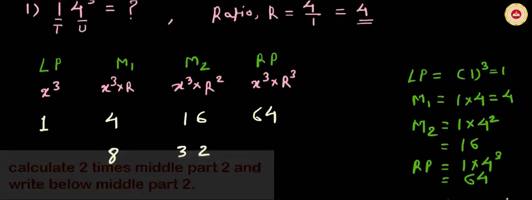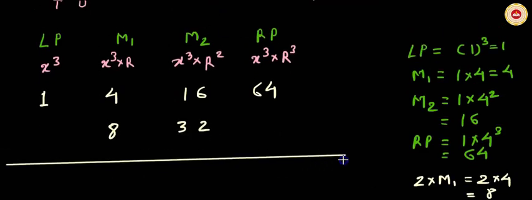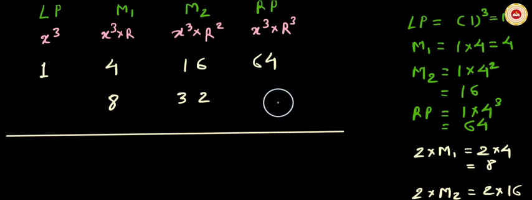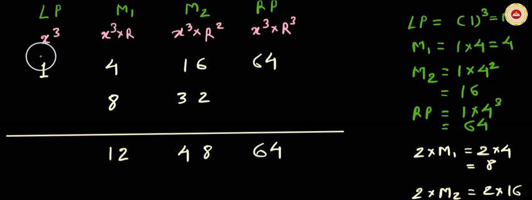Simple friends, simple, no complexity at all. Now add vertically. Write 64 as it is, because here there's nothing. Now add 16 and 32. 6 plus 2 is 8. 1 plus 3 is 4. What is m1? 4 plus 8 is 12. And 1 as it is, because there's nothing to add. Left part is 1, middle part 1 is 12, middle part 2 is 48, and right part is 64.